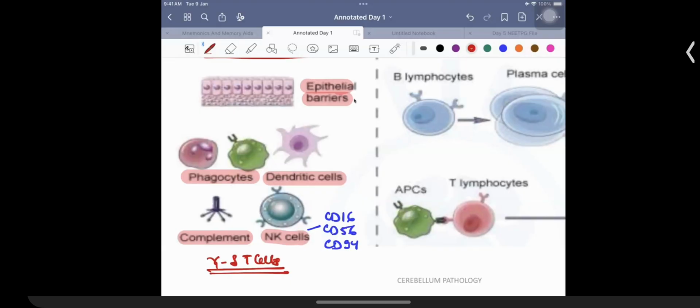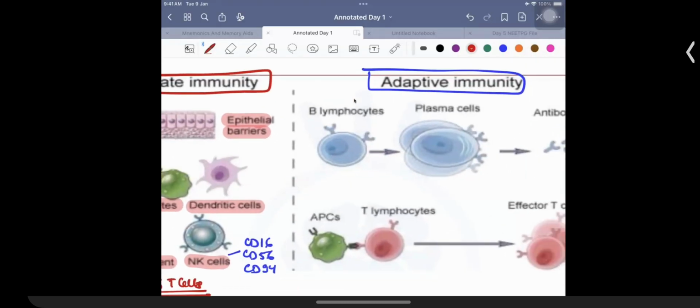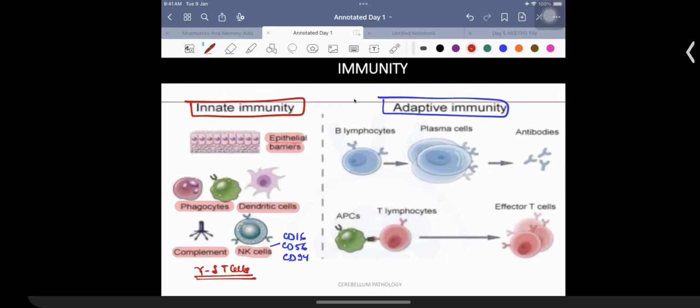Why do I want to remember that fact? For the simple reason that adaptive immunity is contributed by the presence of cells like the B cells as well as the T cells. So the basic fact that you need to remember is that the majority of the T cells present over here are examples of alpha beta T cells. So just read the question carefully. Gamma delta T cells are a part of innate immunity, whereas alpha beta T cells are a part of adaptive immunity.